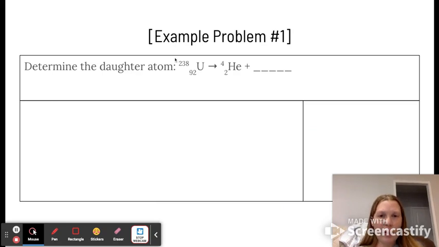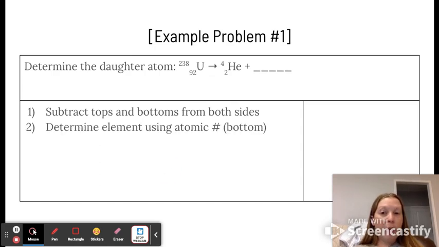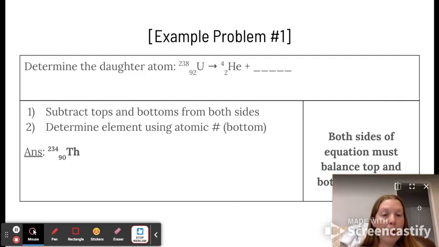So let's go ahead and try this example, and it's one we literally just looked at. What's the daughter atom? I've given you the parent. I've given you the type of decay. We subtract the tops and bottoms on both sides since they're on opposite sides of this arrow, and determine the element using the atomic number, which would be 90, and that's going to be thorium. Both sides of your equation must be equal, so you have to balance the top numbers and the bottom numbers. So 234 plus 4 is equal to 238. That's good. 90 plus 2 is equal to 92.